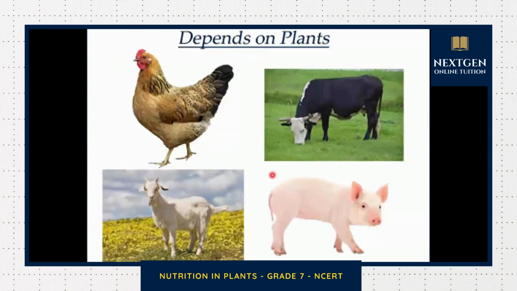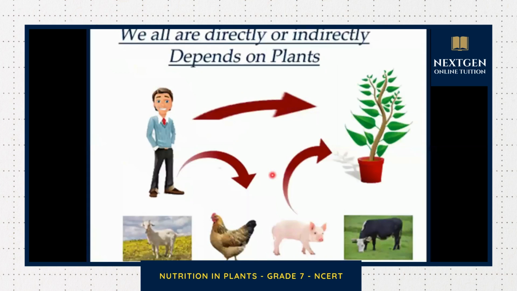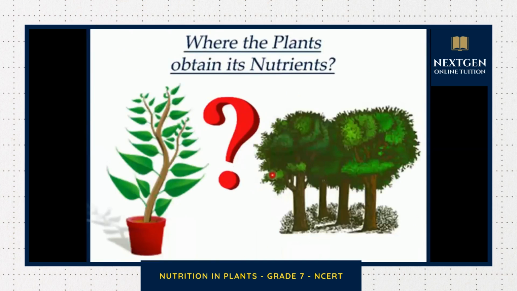Most of the animals that we consume as meat depend on plants for their nutrients, isn't it? So we conclude that we all directly or indirectly depend upon plants for our nutrition. Then a big question arises. What is that? Where do these plants get their nutrients from? Plants are the only organisms that can prepare their food themselves from raw materials present in their surroundings.